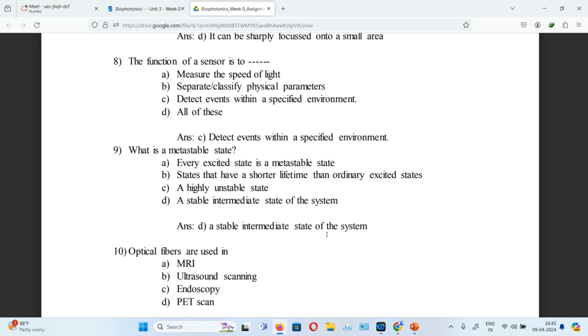Here also sound waves are used, no light, non-optical tissue imaging. PET scan. What is a PET scan? It's a positron emission tomographic scan. We are actually using some nuclear method only.